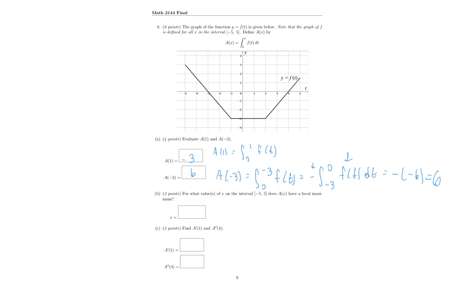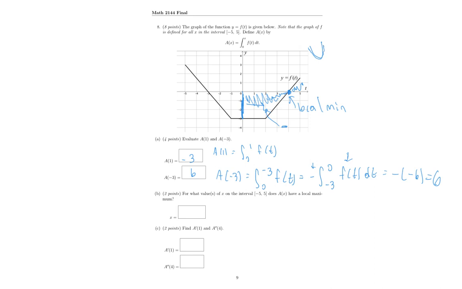So, for which values of x does A of x have a local maximum? Let's think about this. I'm starting from here, and if I go this way, I have a bunch of negative area. It's all negative down here, and then I start gaining area. So right there is a local min, because that's the spot where I'm really negative, and then I start increasing. My area is going down, and then it starts going back up.